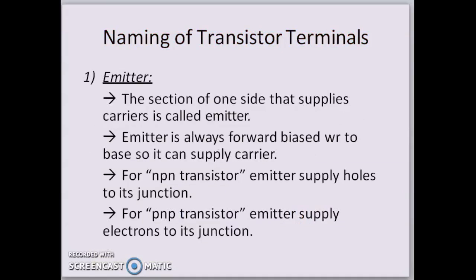What is the emitter? The section on one side which supplies the carriers is called the emitter. It is emitting. The emitter is always forward biased with respect to base so that it can supply carriers. For an NPN transistor, the emitter supplies electrons to its junction. For a PNP transistor, the emitter supplies holes to its junction.